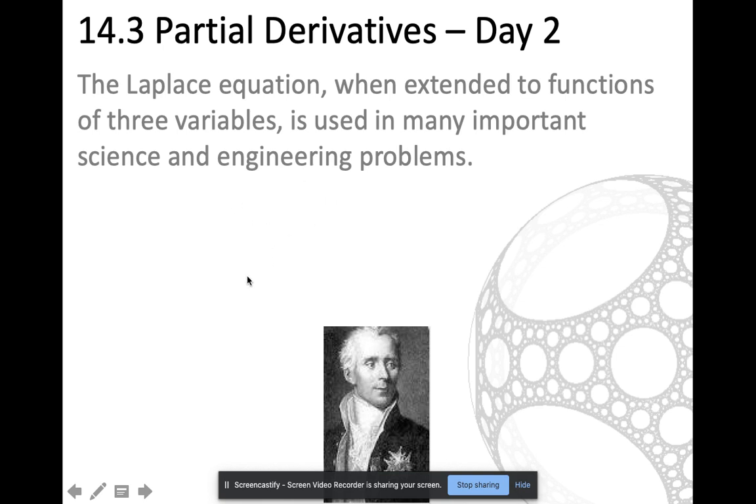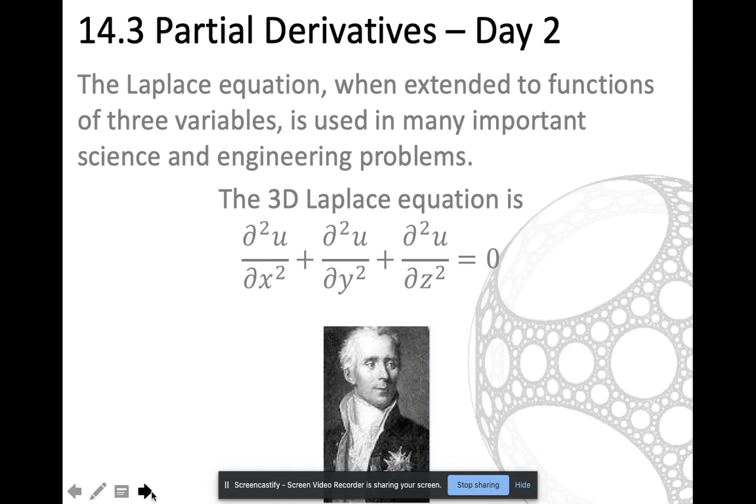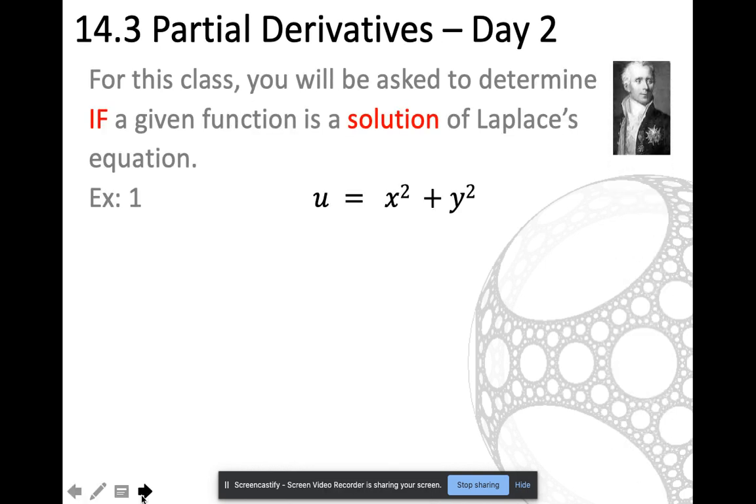Right? And again, in 3 variables, same kind of thing. Laplace, very important. That's what the 3D Laplace equation looks like, where your second derivatives with respect to each of the 3 variables is equal to 0. That's called a Laplace equation, and a solution to Laplace's equation is something we'll do in differential equations, finding the solution. In this class, you'll only be asked to determine if we have a solution to Laplace's equation. So here's what I mean by that.